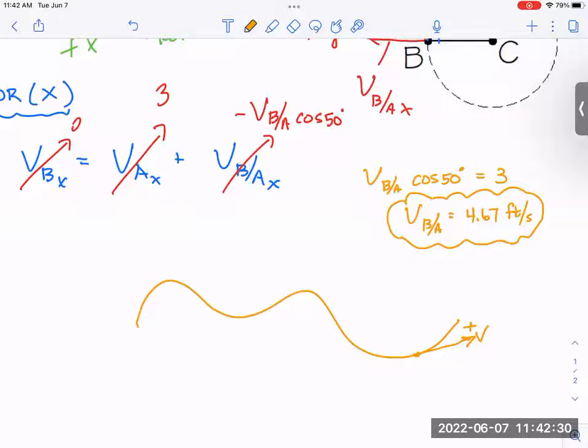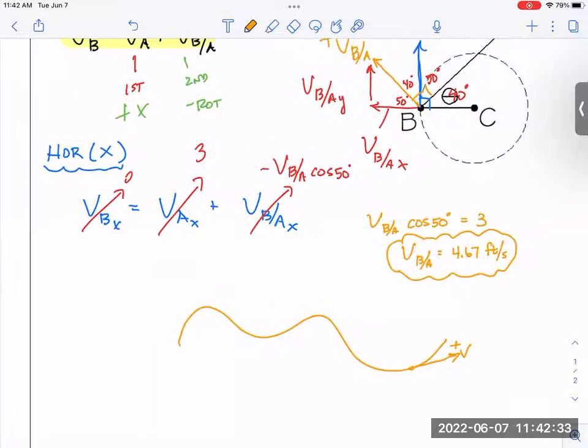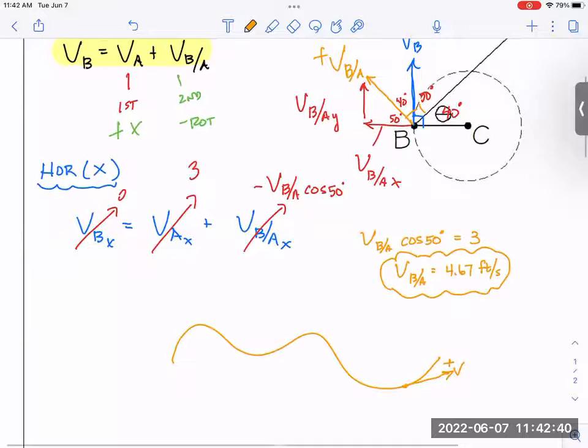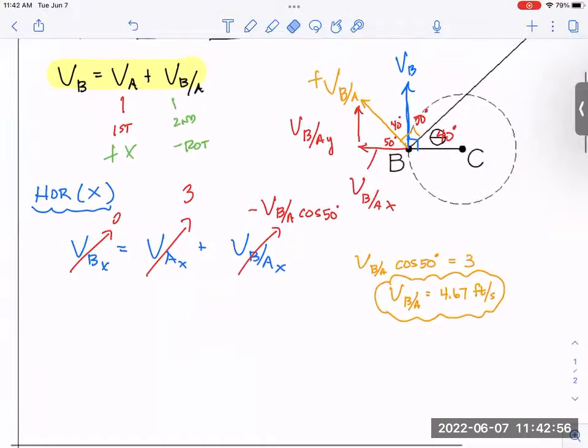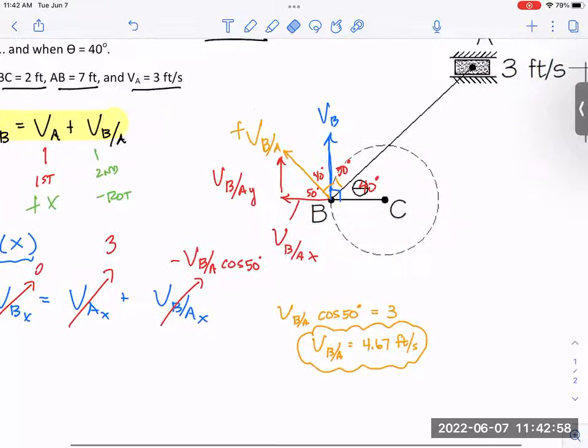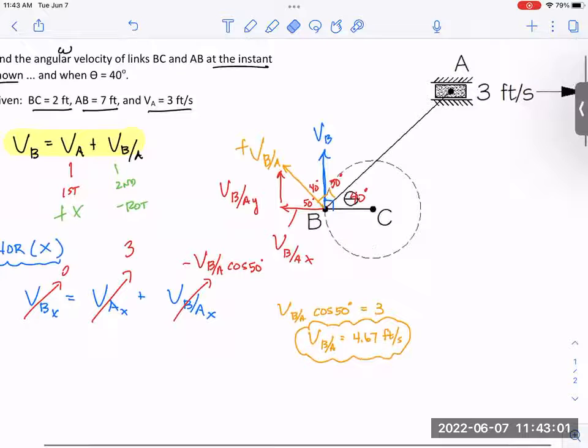You set the x component of BA equal to velocity of A in the x direction. With that, BA cosine 50 is equal to 3. That's right. So go ahead. And this is just right, if that's going, well, A is going this way. Yeah, A is going to the right. And then the x component is left.